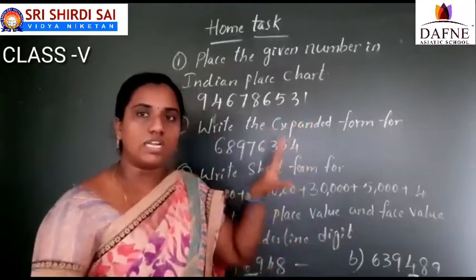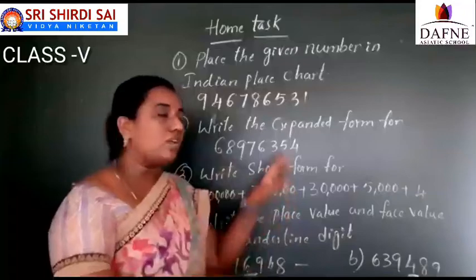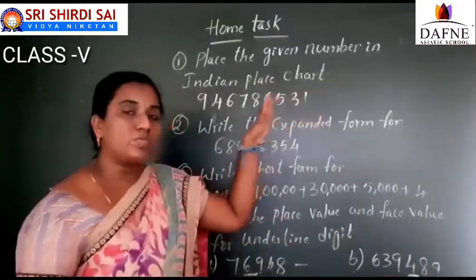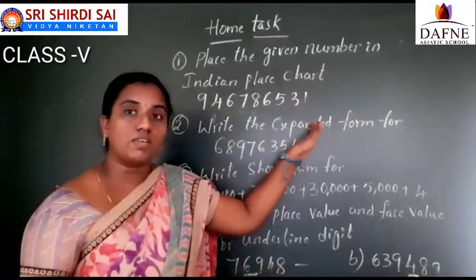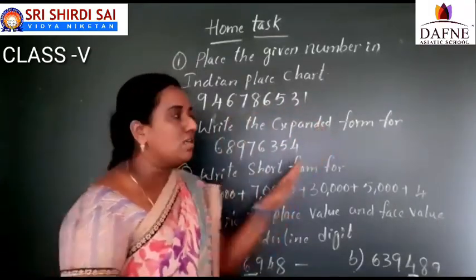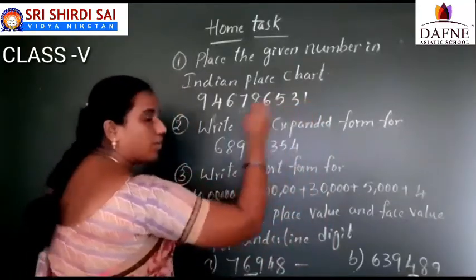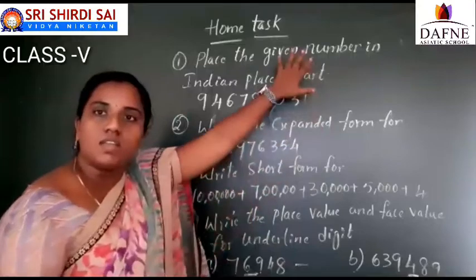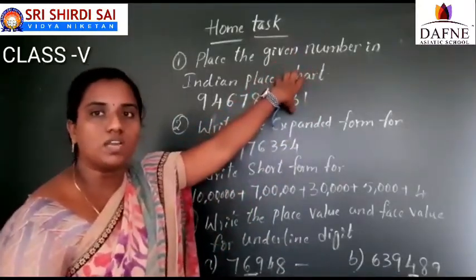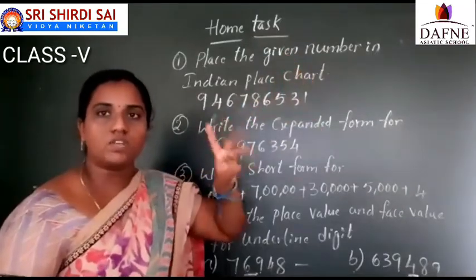That one I said, no, that table you have to draw. You must draw the table and insert this number in the appropriate places. So you know from which place you have to start, from the right side or from the left side? Right side onwards you have to start. So start from here. Write the numbers 1, 3, 5 in the appropriate place values. Okay. So you must draw the chart. Then only you have to place that number in that chart. That is the first question completed.